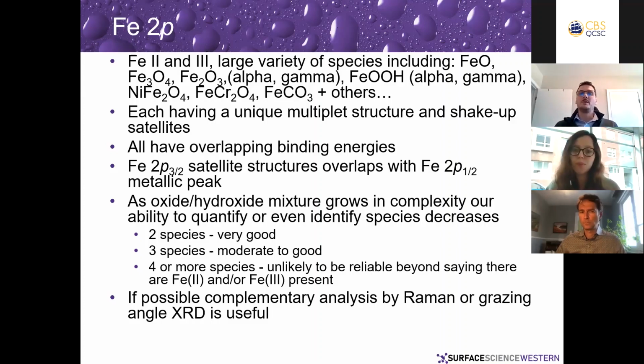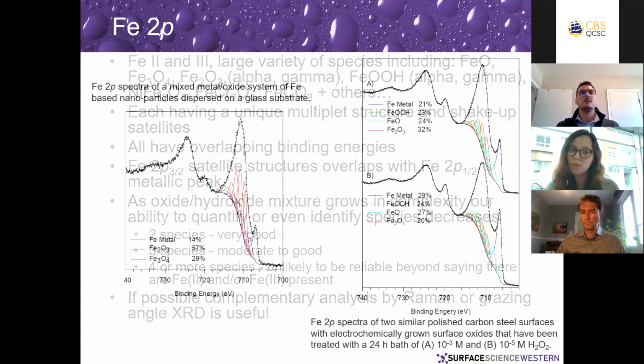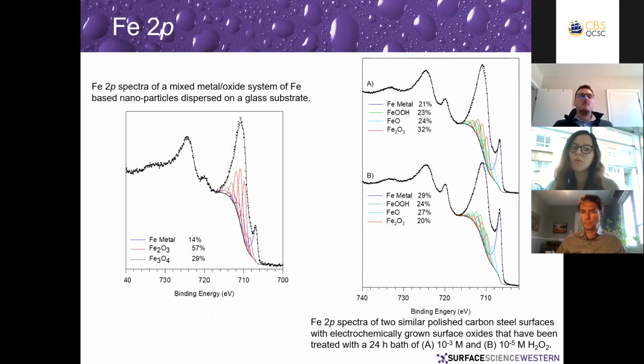If you can get complementary analysis from Raman or other things, grazing angle XRD, that can be very useful. That said, we still can do some fitting. For example, over here, we will quantify how much metal versus how much iron, Fe2O3 versus Fe3O4. And you can see all these peaks overlap, and they're all in the same area. But there's enough change in the spectral shape to be able to fairly accurately quantify what we have with 2 species. 3 species, it starts getting a little more dicey.